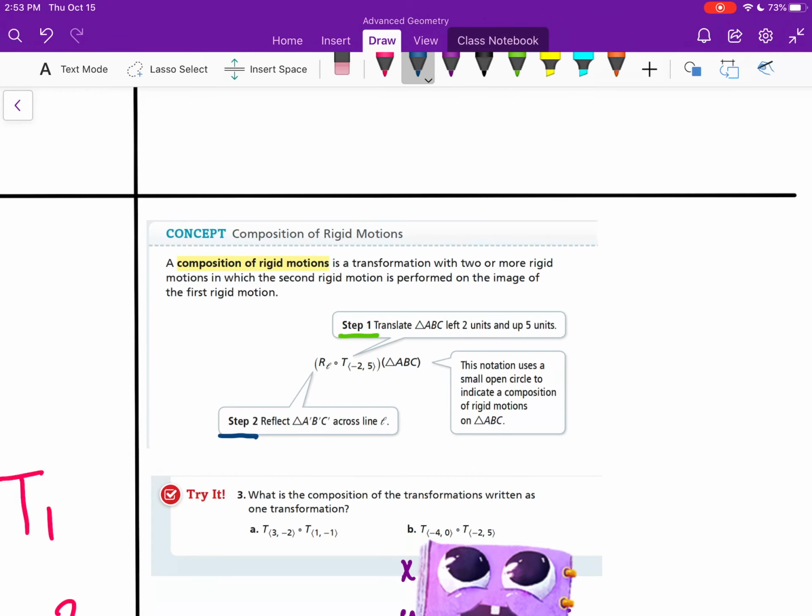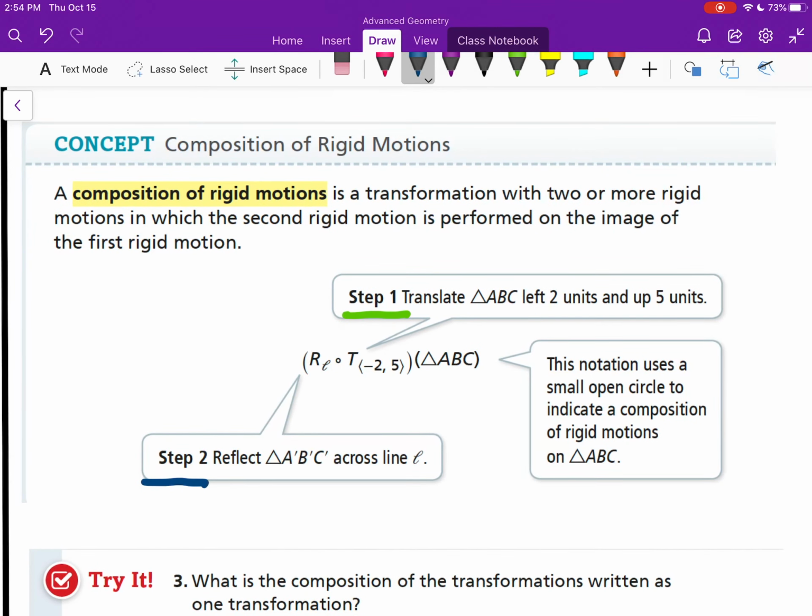And now what's going to be weird is they're going to look a little backwards. What we see here says reflection of line L, this little circle means on or of, the translation of (-2, 5) of this triangle ABC. So we actually do have to work backwards with that. The first thing you would actually do is figure out the translation of left 2 up 5, because left would be negative. And then you would do the reflection of it across whatever that line L is.